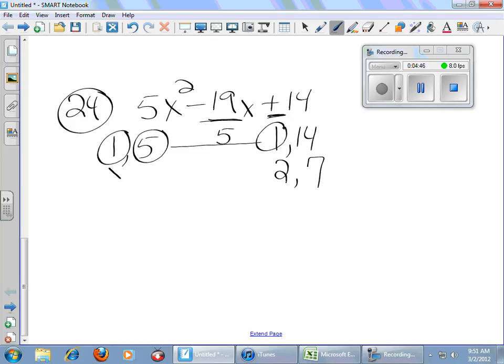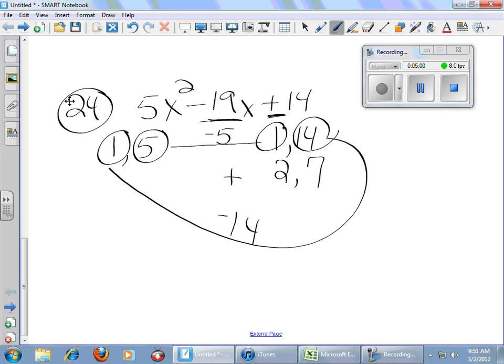And if I did 1 times 14, I would get 14. Now, I know I need to add, and that does make 19. The only problem is I don't need 19. I need negative 19. Oh, I'll just make them both negative. Remember, minus in the front, plus in the back. This guy's lining up like the Wendy's double stack.